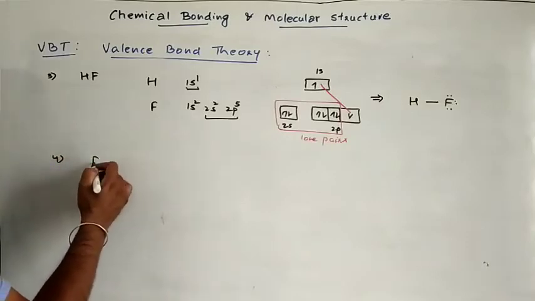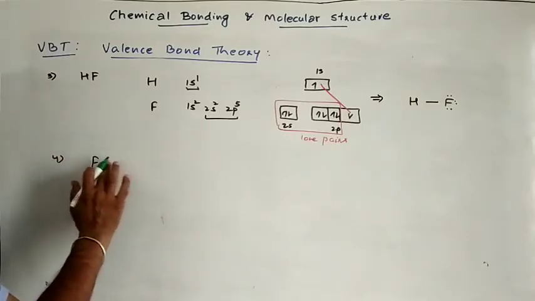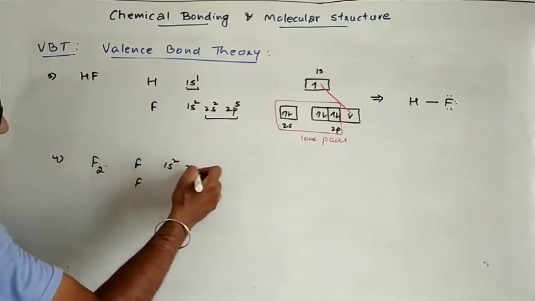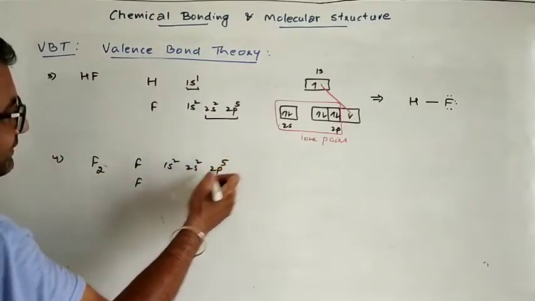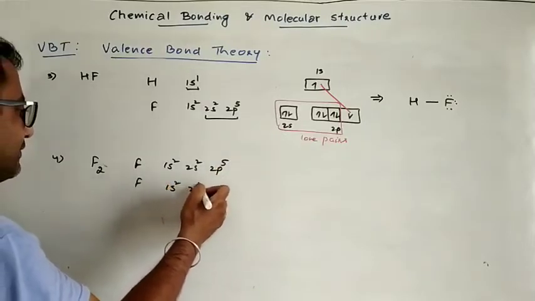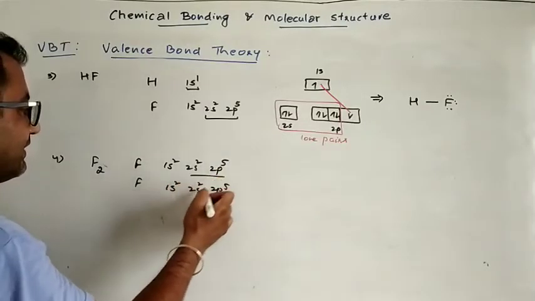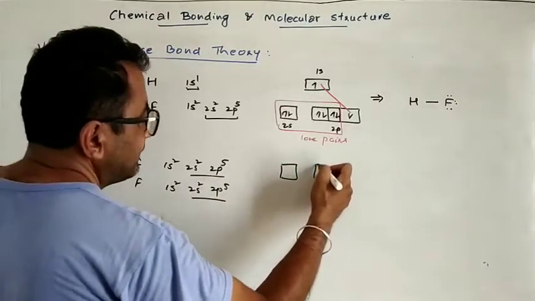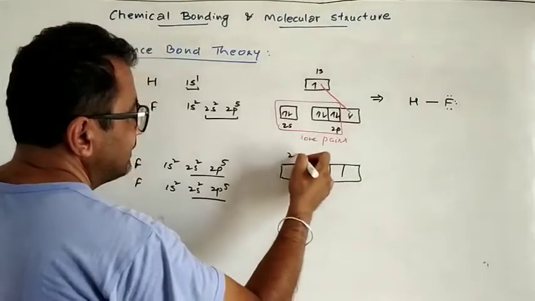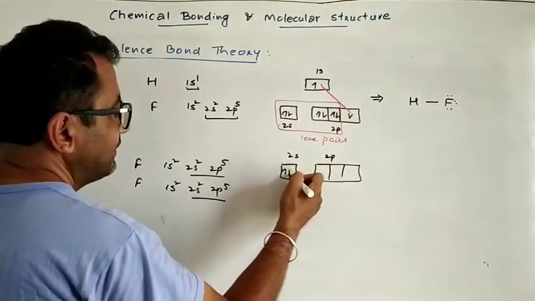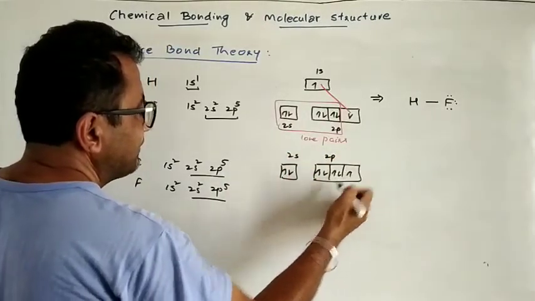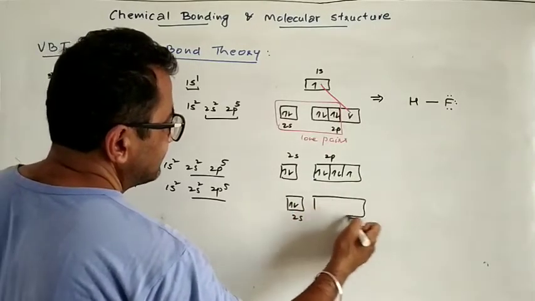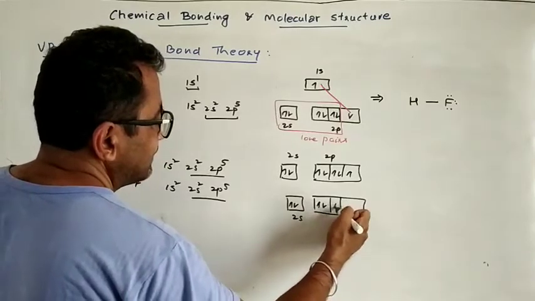Next is F2. In F2 we have two fluorines. 1s2, 2s2, 2p5 for each. This is the valence shell. If we draw the valence shell, this is 2s, this is 2p. We have 2s2, 2p5. This is 2s, and this is the 2p.